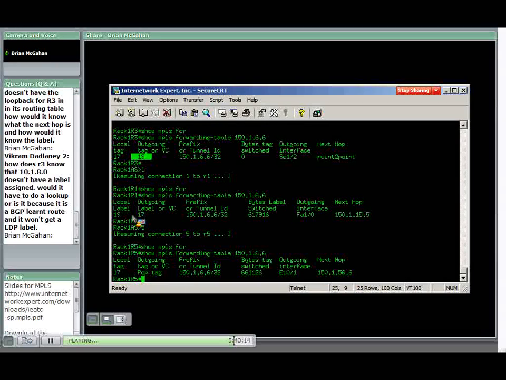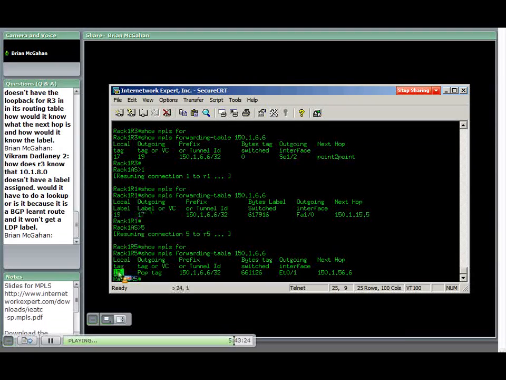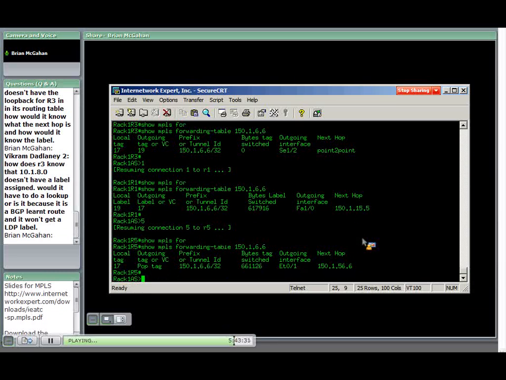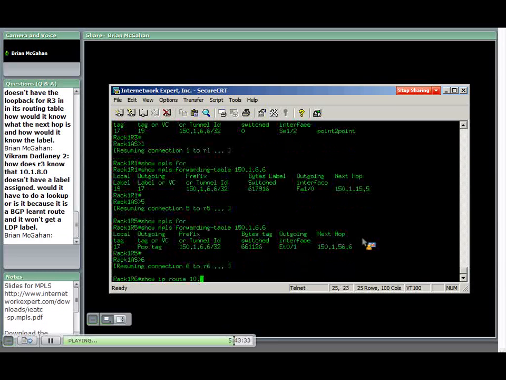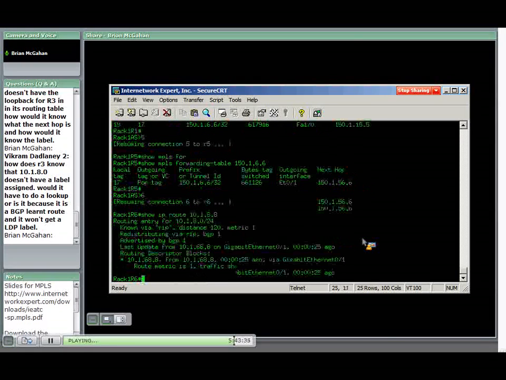So what we have here is that when the packets get into router 3, it is going to be receiving it as an IP version 4 packet. Okay, the IP version 4 packet is going to destination 10.1.8.8. It is going to impose an MPLS label onto the packet.